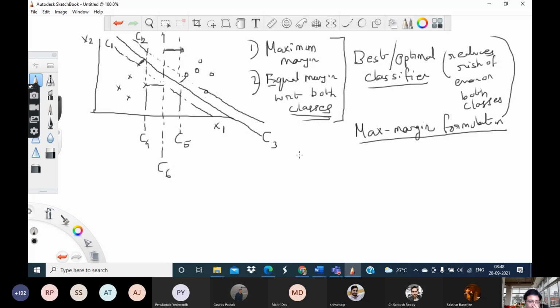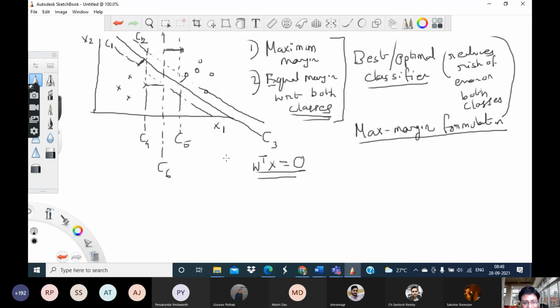Max margin formulation. So what is max margin formulation? First of all, let us consider W transpose X equal to 0. This is the generic equation of any linear classifier. We know that. W transpose X equal to 0 is the standard equation of a linear structure, in this case a linear classifier.